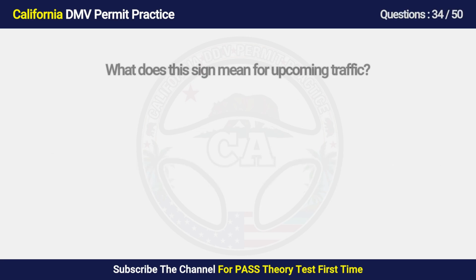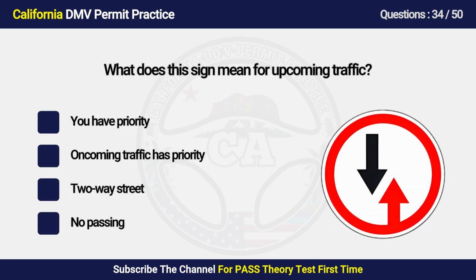Question 34. What does this sign mean for oncoming traffic? A. You have priority. B. Oncoming traffic has priority. C. Two-way street. D. No passing.